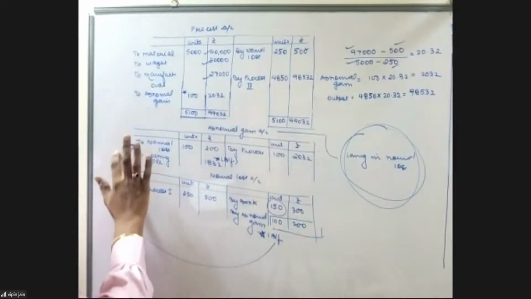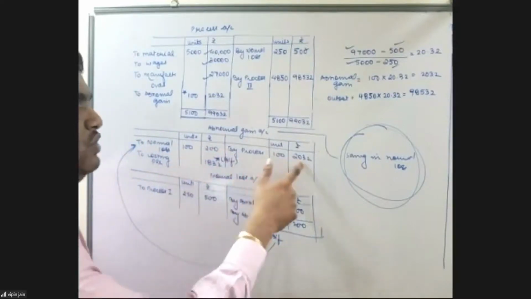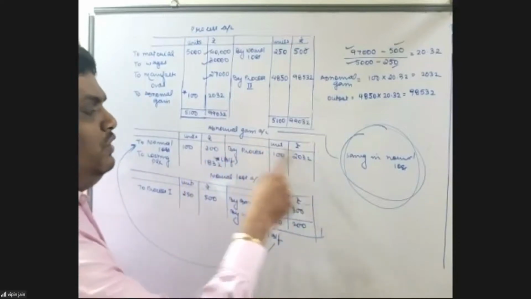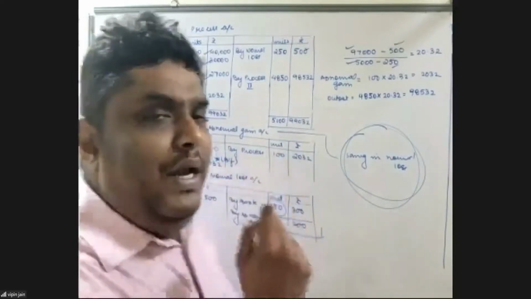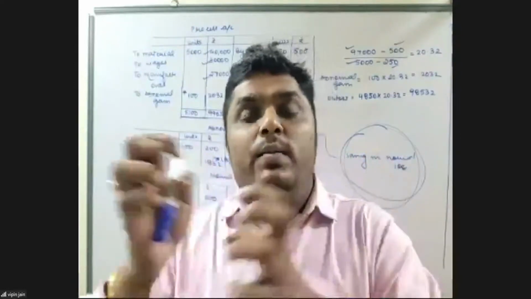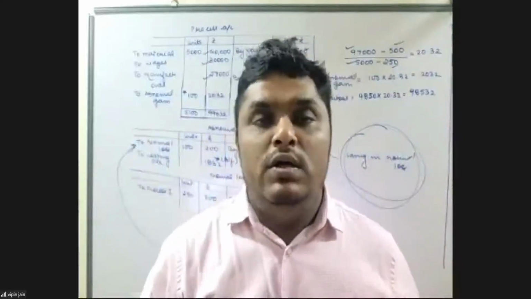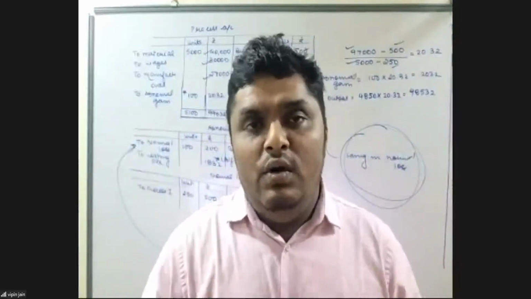So this will be transferred to abnormal gain account, to normal loss account, 100 and 200. So the balancing figure, that is 2032 minus 200, 1832, is to be transferred to costing P&L. Do try to memorize in this way that abnormal gain is nothing but saving in normal loss. You will be able to understand the account of abnormal gain.